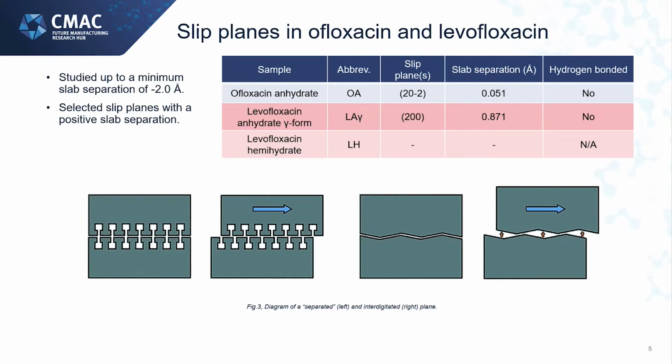On the left-hand side of the diagram, you can see, for example, a separated slip. So while there's rugosity to it, the planes are not interlinked with one another, so both planes can glide along it, whereas on the right-hand side, there's some interdigitation between the planes. There's a bit of interlocking. So if you were to move the planes along the same direction, it would go up and down. It would be a bit of a clunky movement. Therefore, to get an idea of how these materials might compress through the slip planes they might have, we only really looked at the ones with a positive slab separation to try to avoid any potential interdigitation.